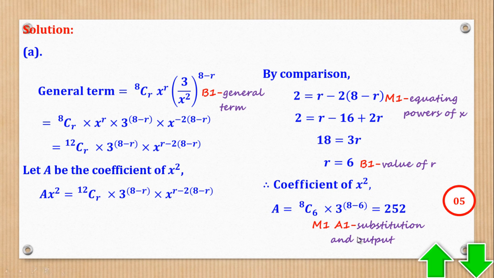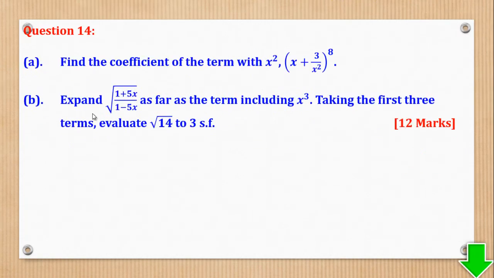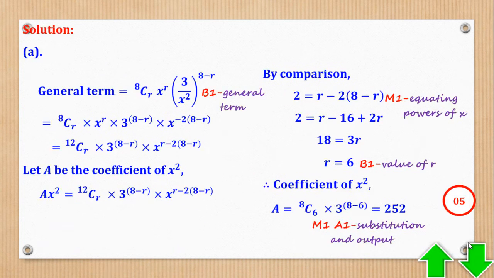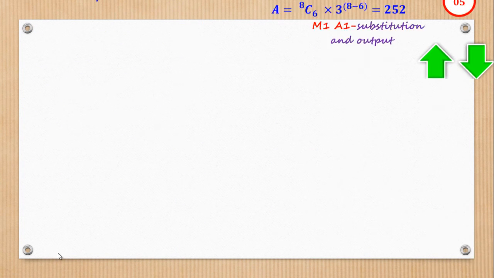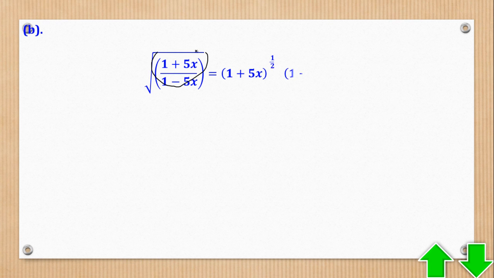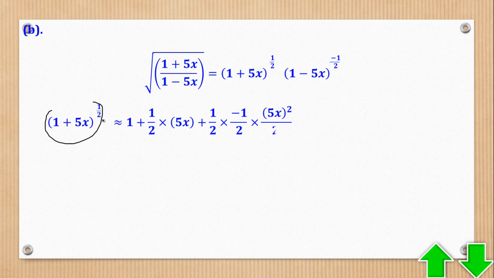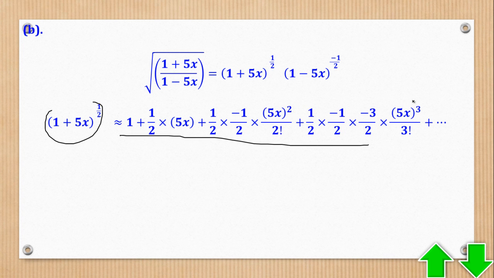Then for part B, expand this as far as the term including x cubed. Taking the first three terms, evaluate these to three significant figures. So that's under binomial expansion. So we shall come and remember that given this form, in indices we can write it as that. So we shall expand each of these. For this one, expand up to the third term.